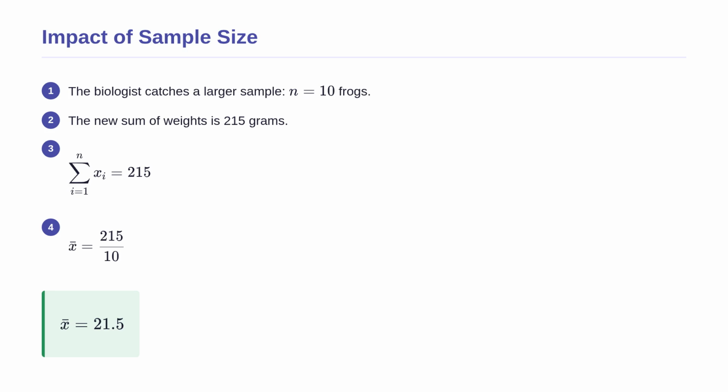Now, suppose the biologist decides that a sample of 5 frogs is too small to be reliable. They go back to the pond and catch a larger sample, this time catching 10 frogs. The sum of the weights of these 10 frogs is found to be 215 grams. We will again use the sample mean formula, but this time our denominator has increased from 5 to 10. By dividing the new total weight of 215 by the new sample size of 10, we get a new sample mean of 21.5. Notice that this number is slightly different from our first estimate.